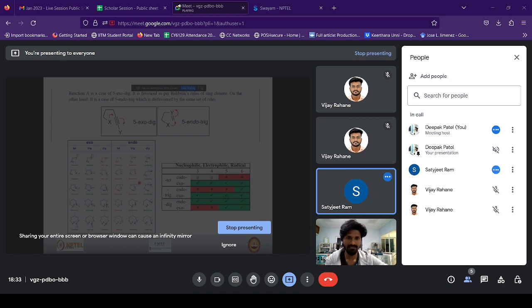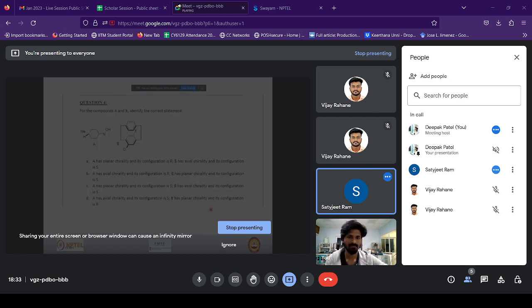So for the dig system, which systems are allowed? All the endo will be allowed. Only exo 5-membered and 6-membered are allowed. No 3-membered and no 4-membered. So from there you can solve this question.